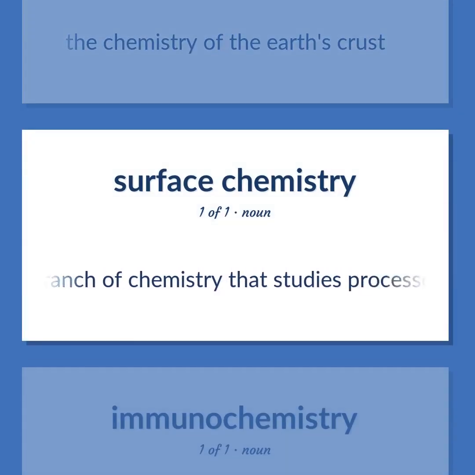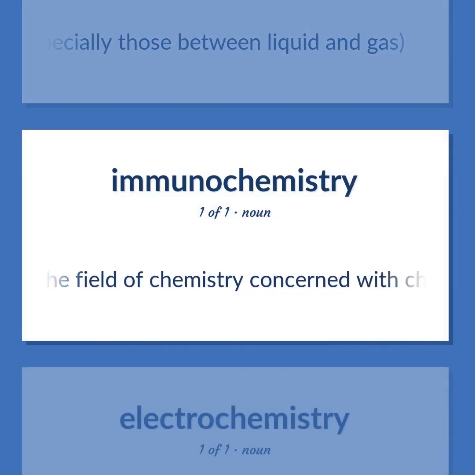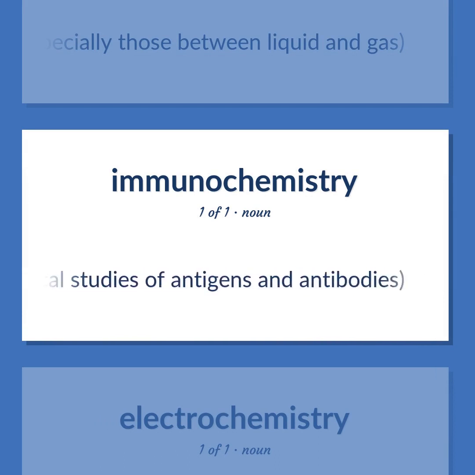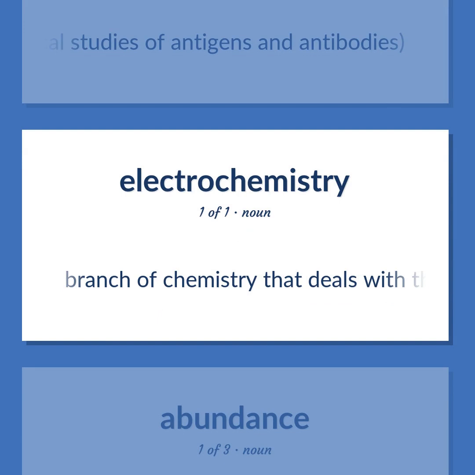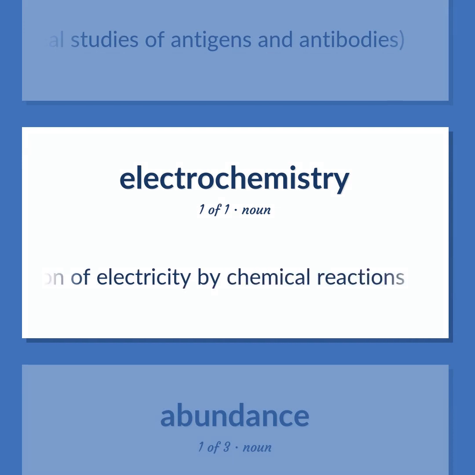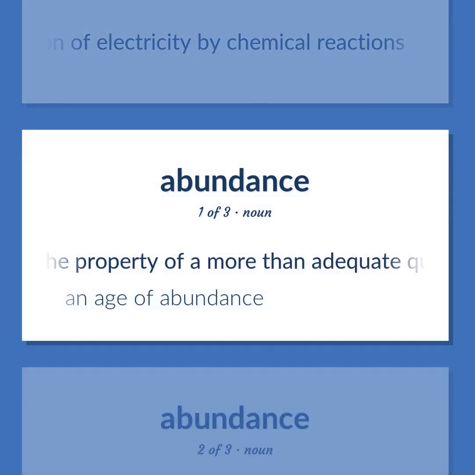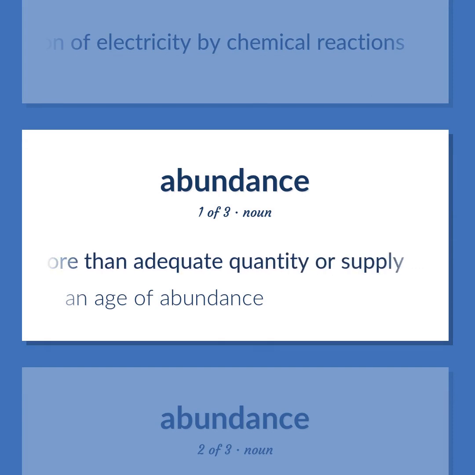The branch of chemistry that studies processes occurring at interfaces between phases, especially those between liquid and gas. The field of chemistry concerned with chemical processes in immunology, such as chemical studies of antigens and antibodies. Branch of chemistry that deals with the chemical action of electricity and the production of electricity by chemical reactions. The property of a more than adequate quantity or supply. An age of abundance.